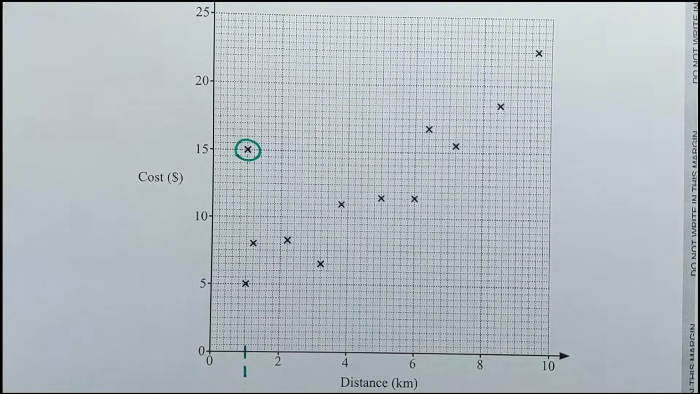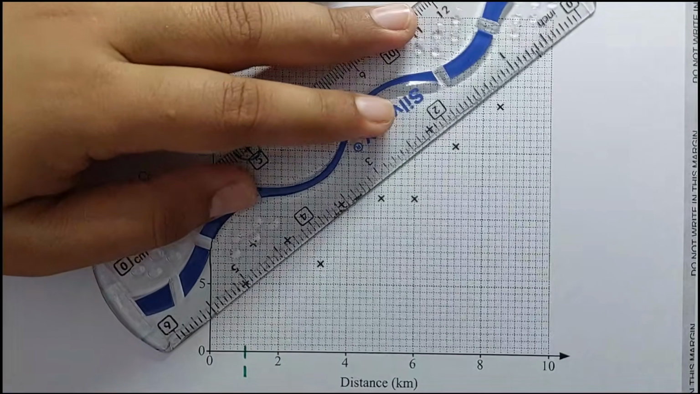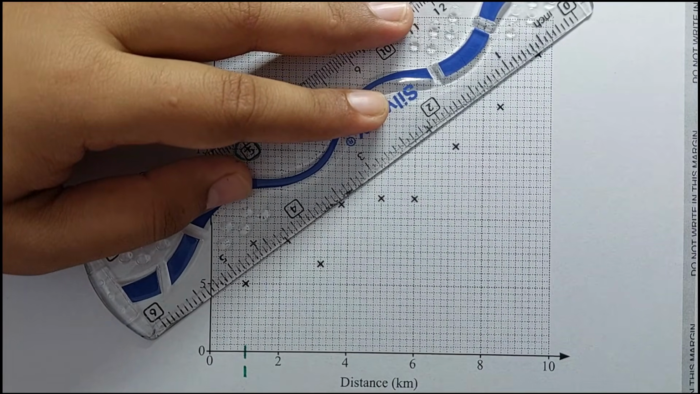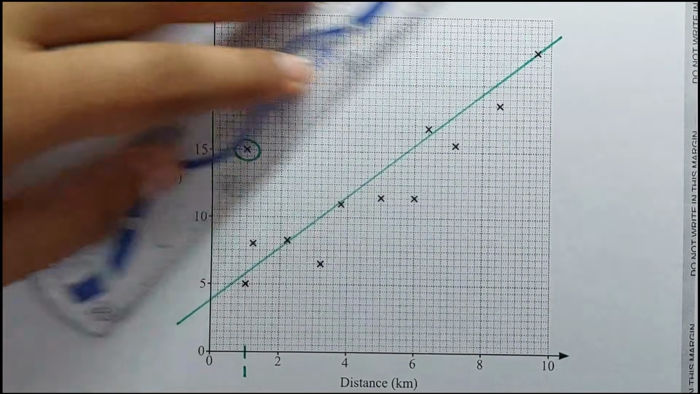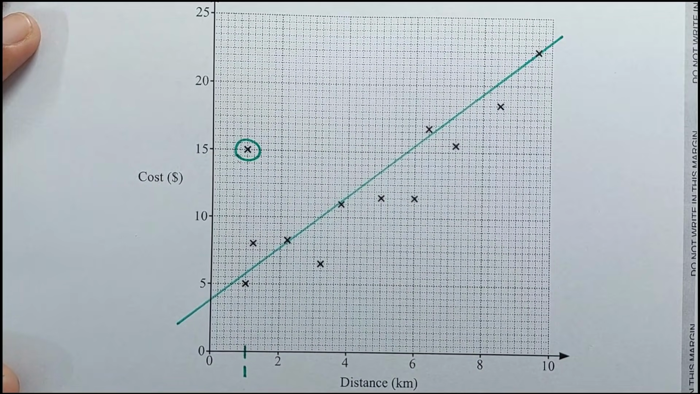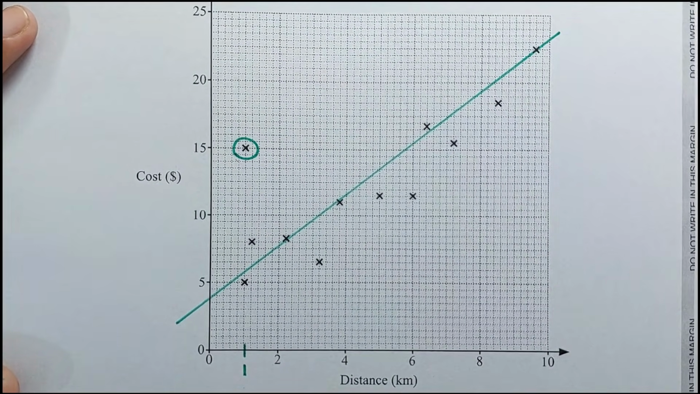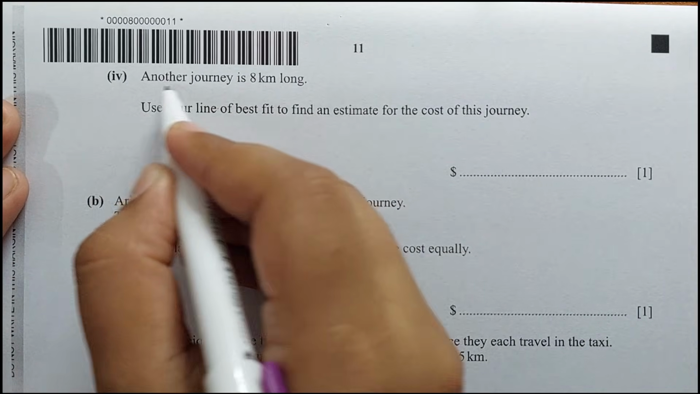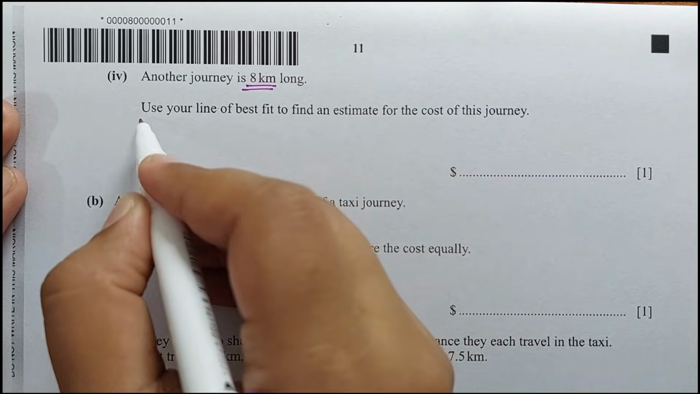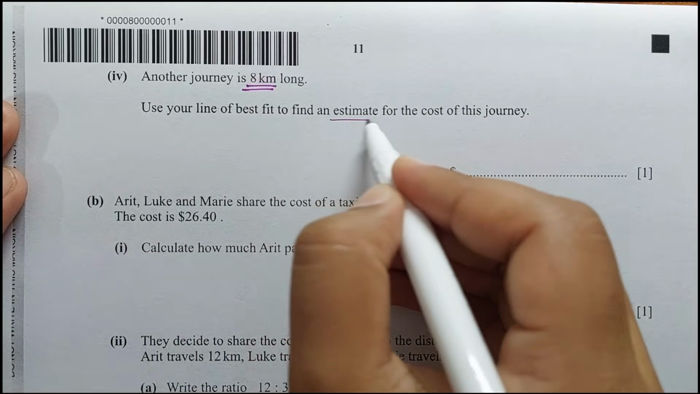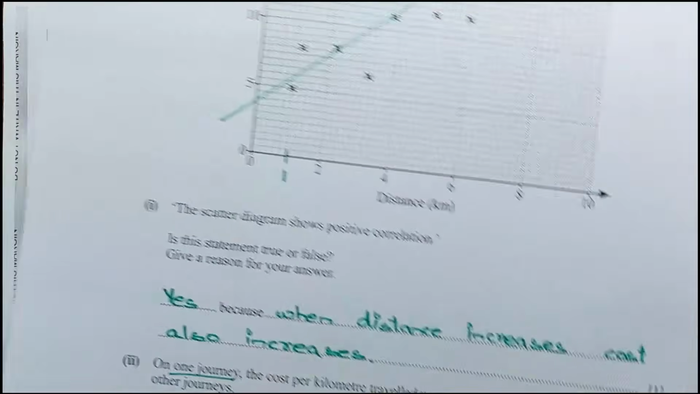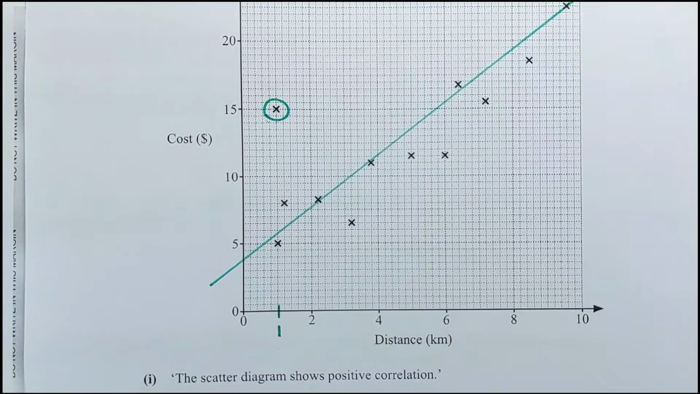So let me draw the line of best fit. You can choose this line, yes. You can take any other line of best fit. It might be different in your case. Now for the fourth part, another journey is 8 kilometer long. Use your line of best fit to find an estimate of the cost for this journey. 8 kilometers, 8 kilometer line of best fit.